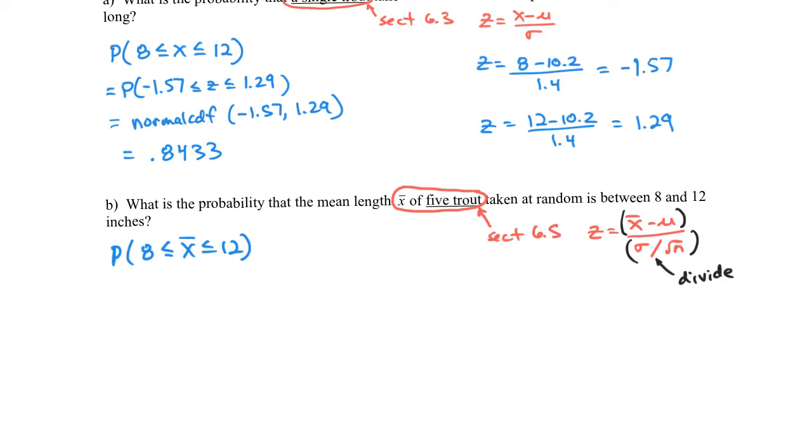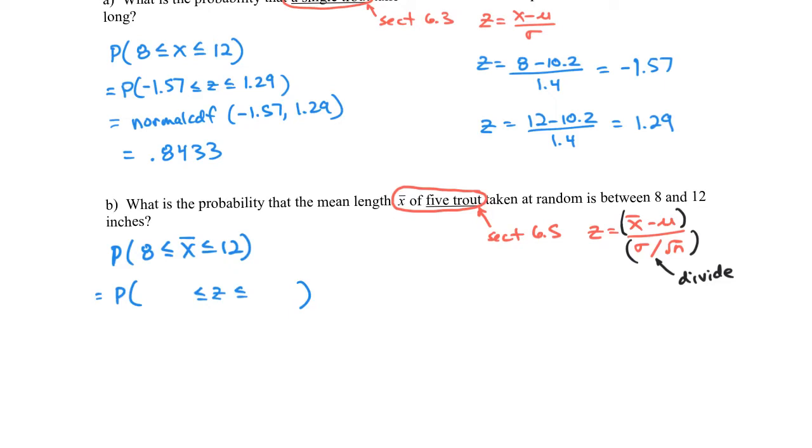Right, so these two look the same, but this is the probability of an individual trout. This is the probability of the mean length of 5 trout. So we do the same thing as before, though. We want to convert it to a z-score. So we're going to do that like we did before. But this time we have our new formula.